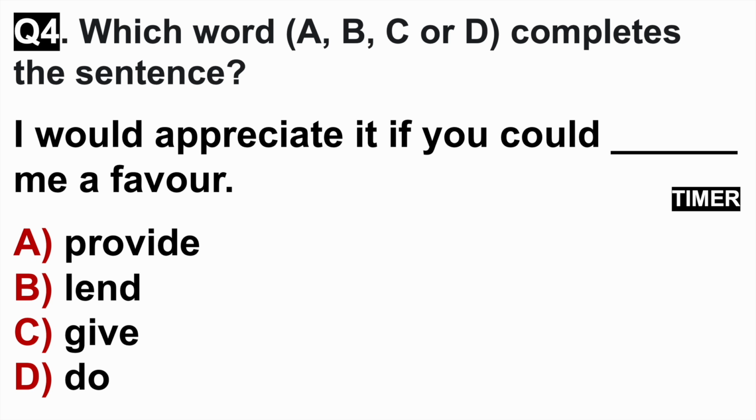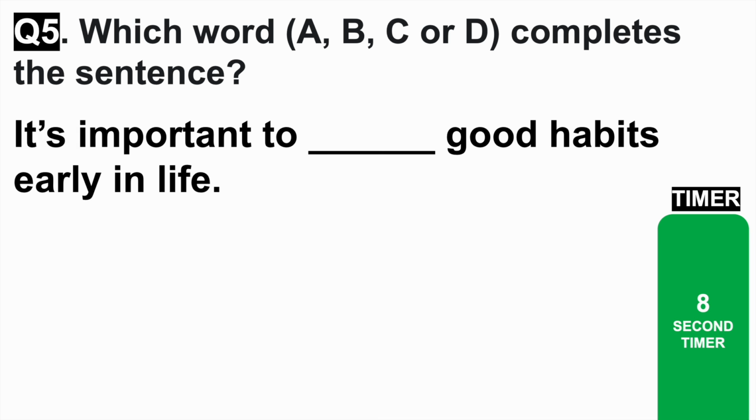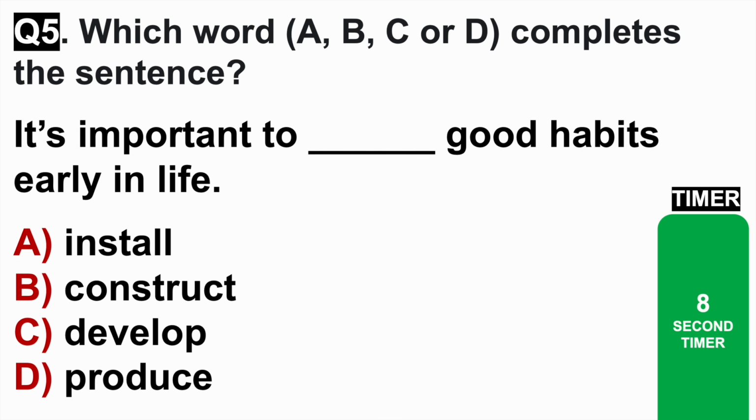English language test question number 5. Which word, A, B, C or D, completes the sentence? It's important to blank good habits early in life. This is a difficult one. Let's see if you get it correct. Is it A, install, B, construct, C, develop or D, produce? Here is your 8-second timer. There is only one correct word. Which is it?